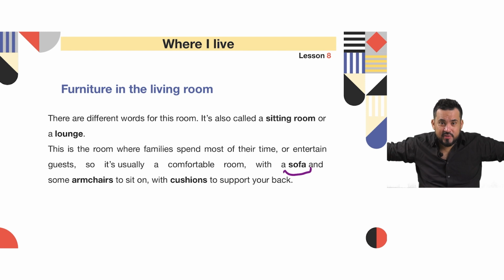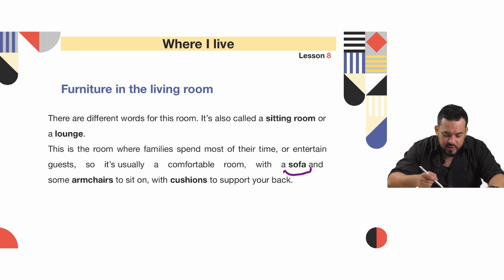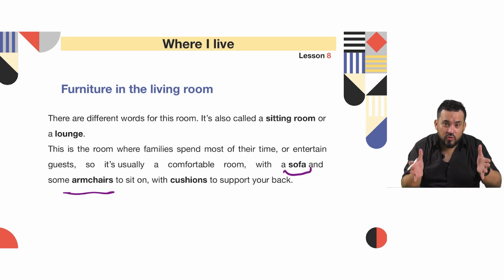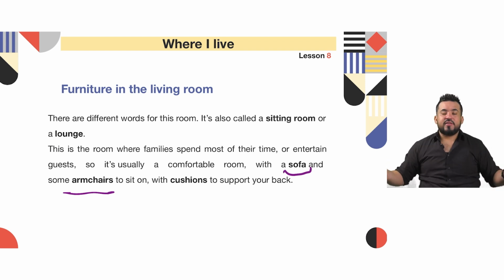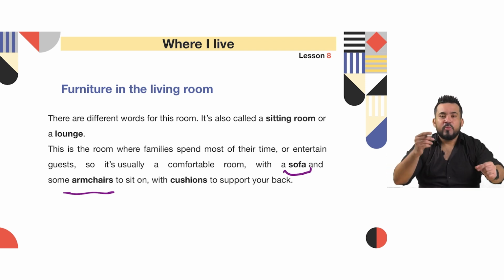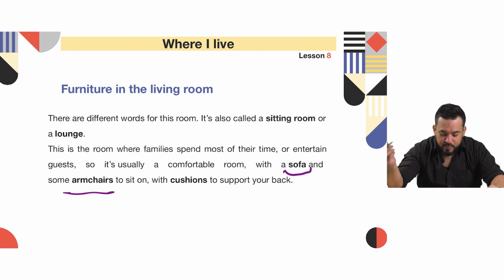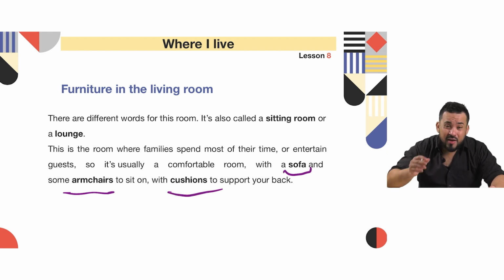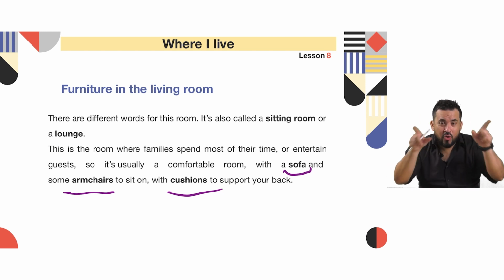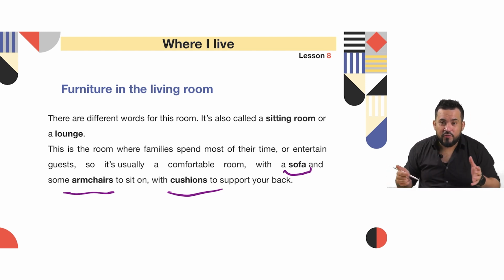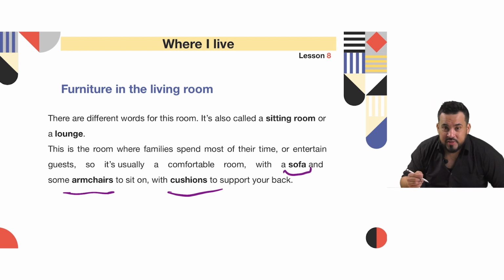A sofa is a couch, or a sofa is like a long chair where it can fit more than one person. And then you have an armchair. It's like a small sofa, a chair with armrests so you can sit comfortably and relax and watch TV or read a book. Cushions. Cushions are like small pillows. They're square or round or heart shaped. You put them on the sofa or on the couch or on the love seat.